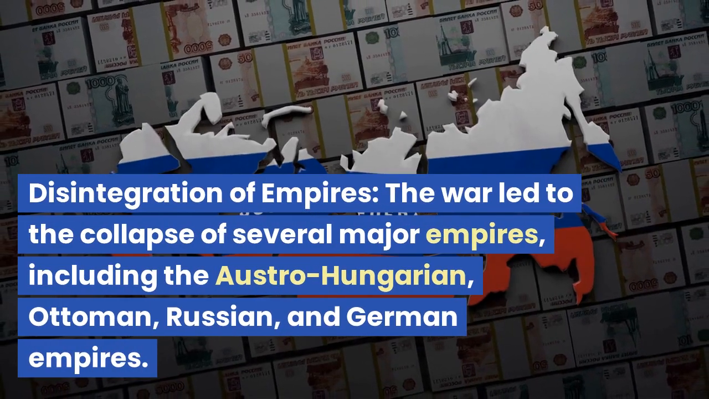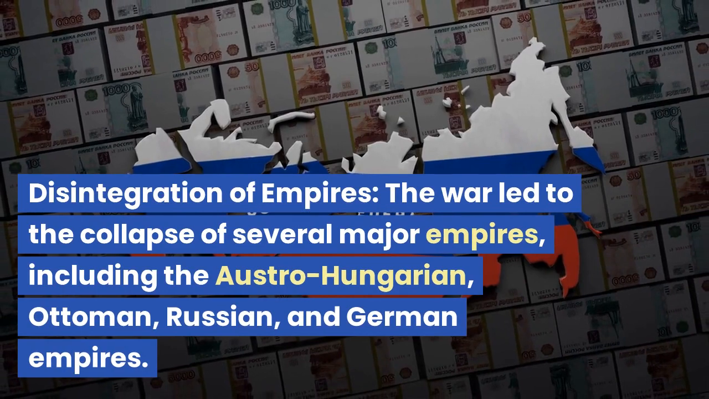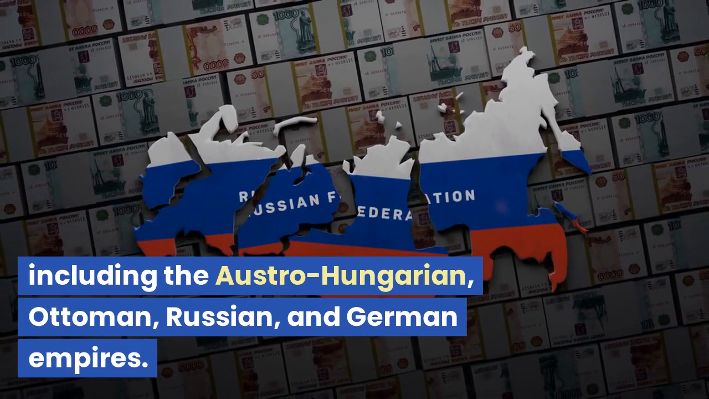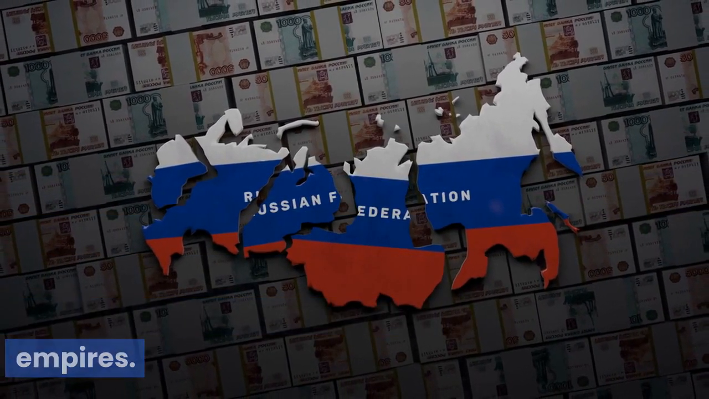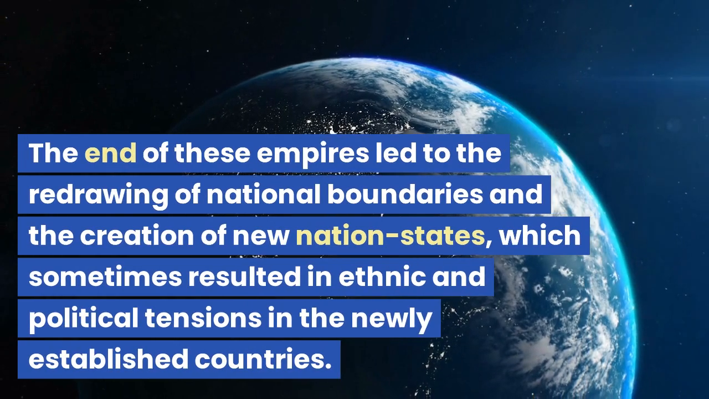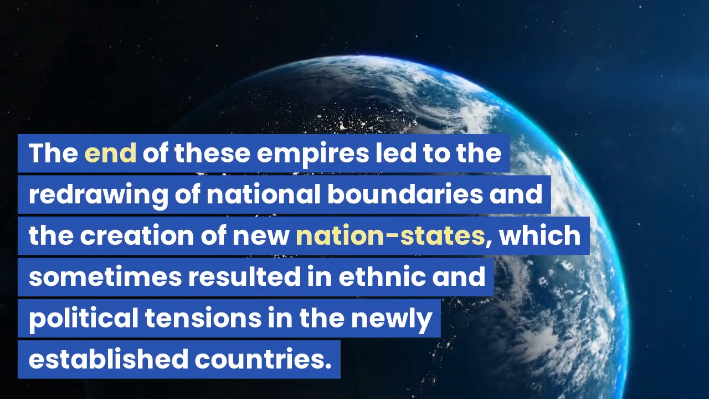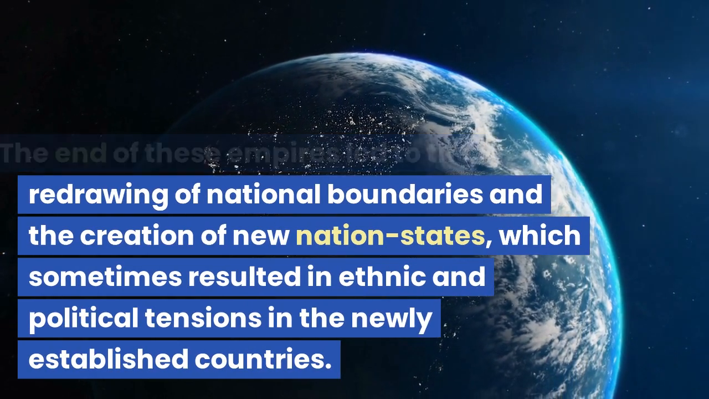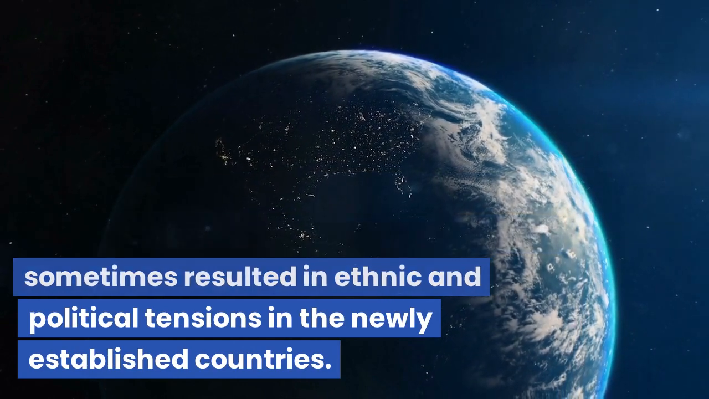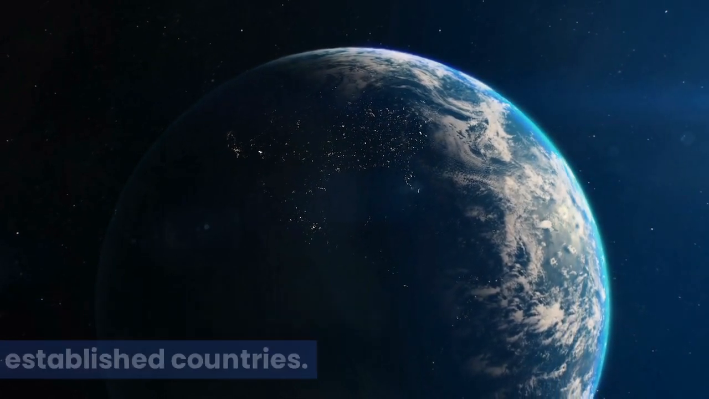Disintegration of empire. The war led to the collapse of several major empires, including the Austro-Hungarian, Ottoman, Russian, and German Empire. The end of these empires led to the redrawing of national boundaries and the creation of new nation-states, which sometimes resulted in ethnic and political tensions in the newly established countries.